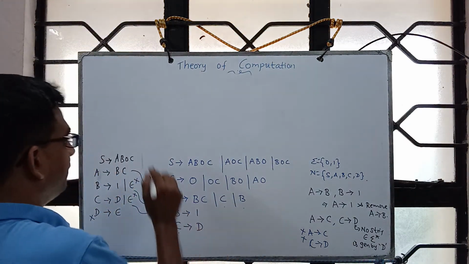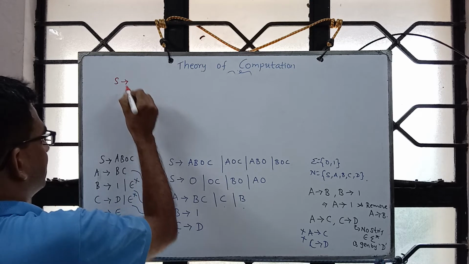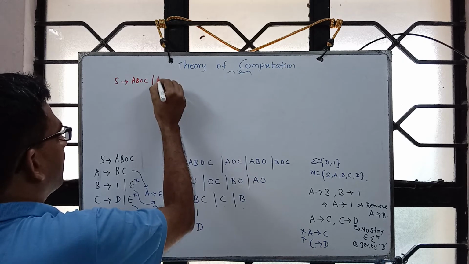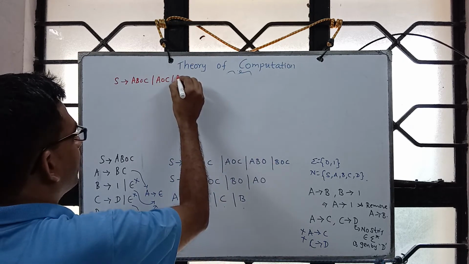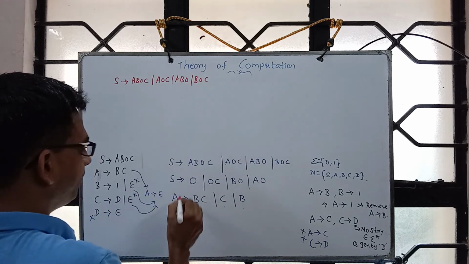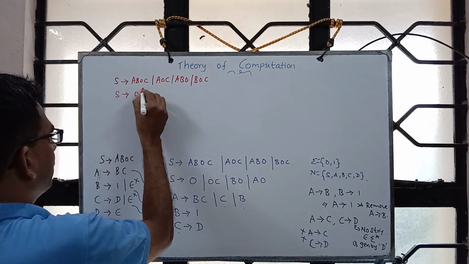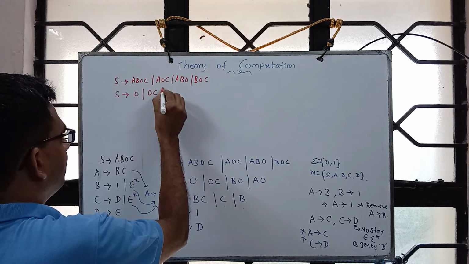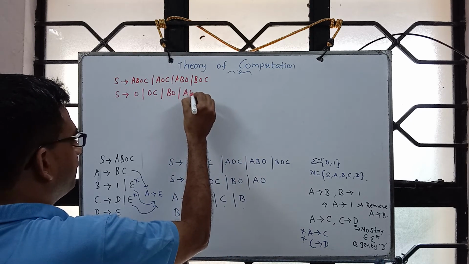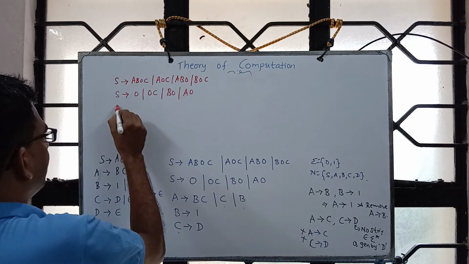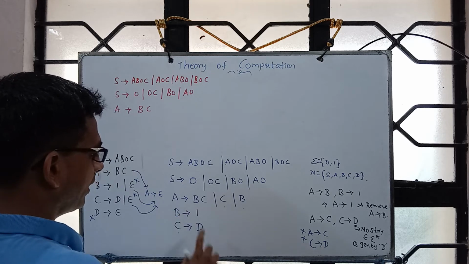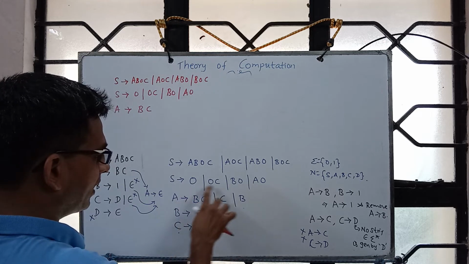So let's write the simplified one after removing unit productions. We get AB0C, A0C, AB0, B0C, S implies 0, R0C, RB0, or A0.